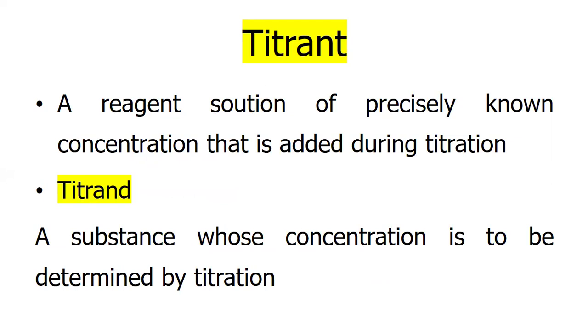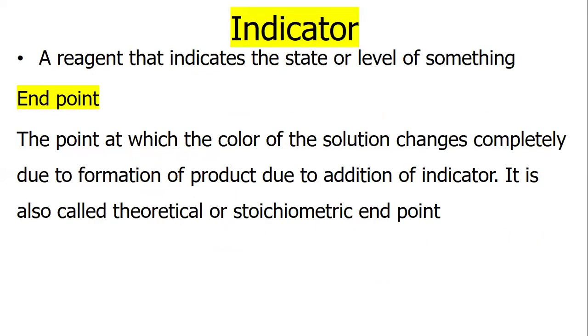Titrant: a reagent solution of precisely known concentration that is added during the titration. Titrand: a substance whose concentration is to be determined by titration. Indicator: a reagent that indicates the state or level of the reaction. Endpoint: the point at which the color of the solution changes completely due to formation of product after the addition of indicator. It is also called the theoretical or stoichiometric endpoint.